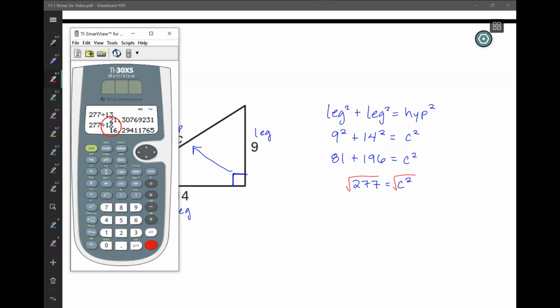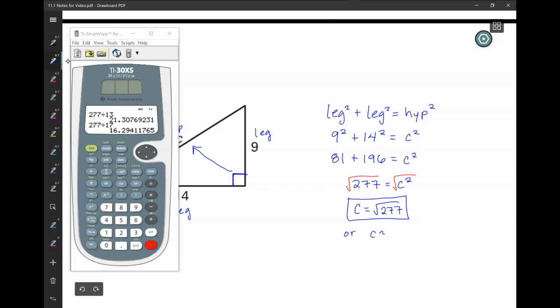Nope. Once the number down here gets smaller than the one you're dividing by, if you've already gone up in order, you're done. So 277 is a prime number. That means I'm not going to have any pairs, and that square root doesn't simplify. So if I want to write my answer as a square root, that's the answer.